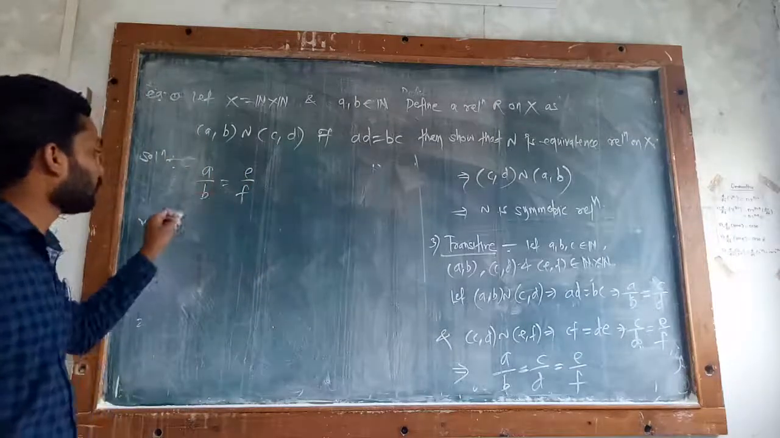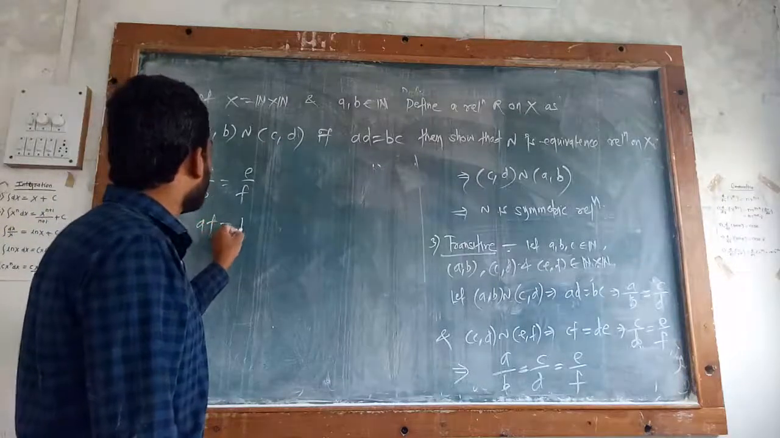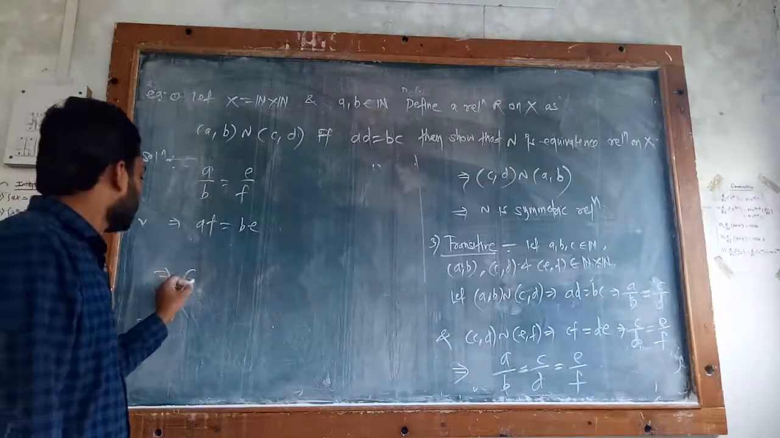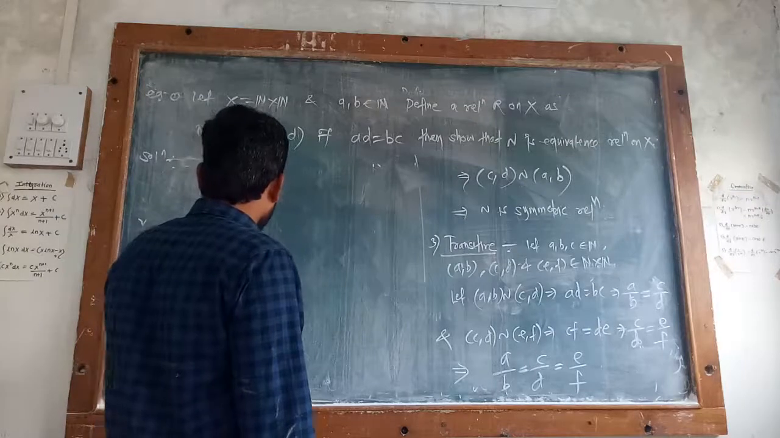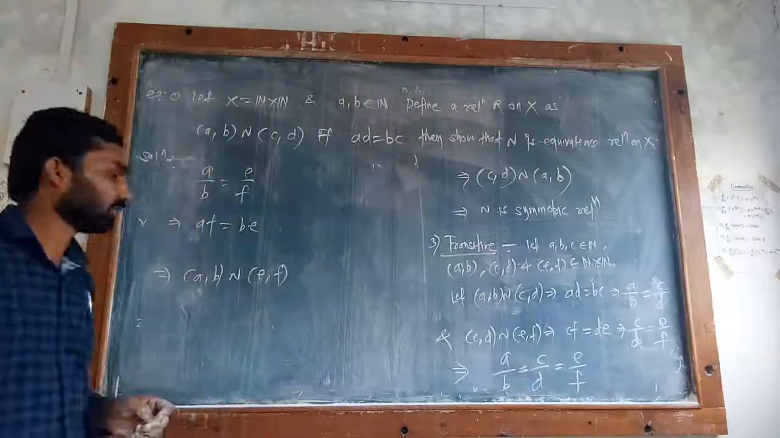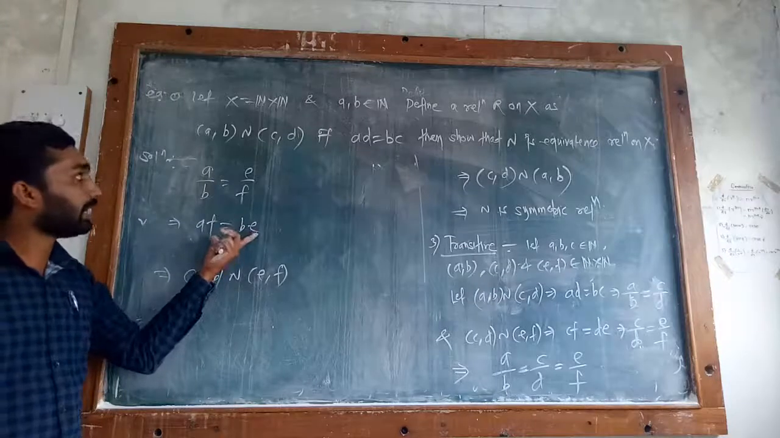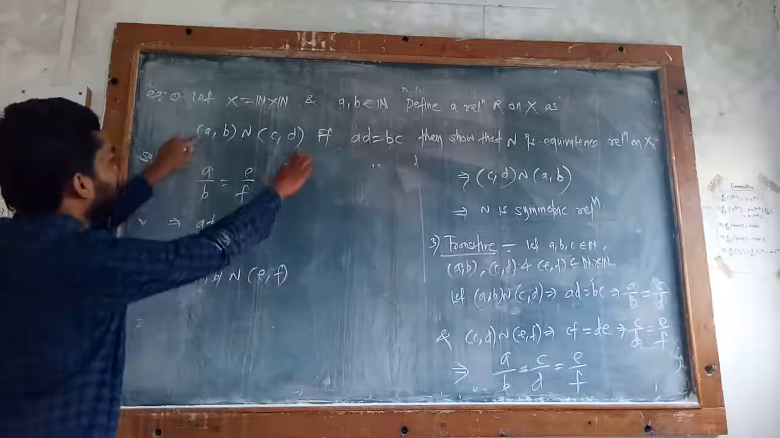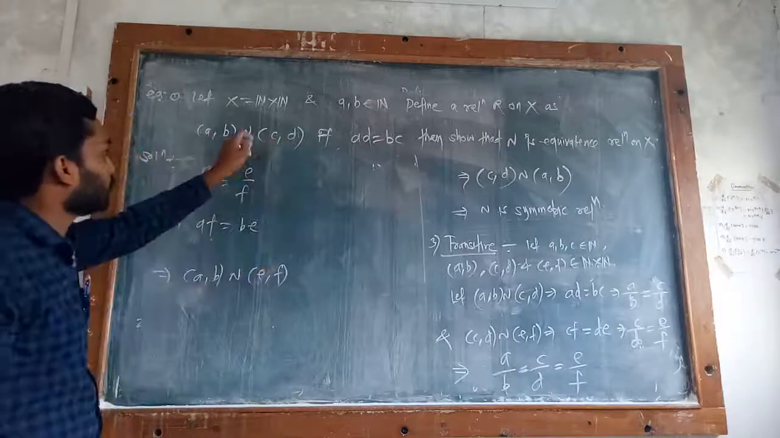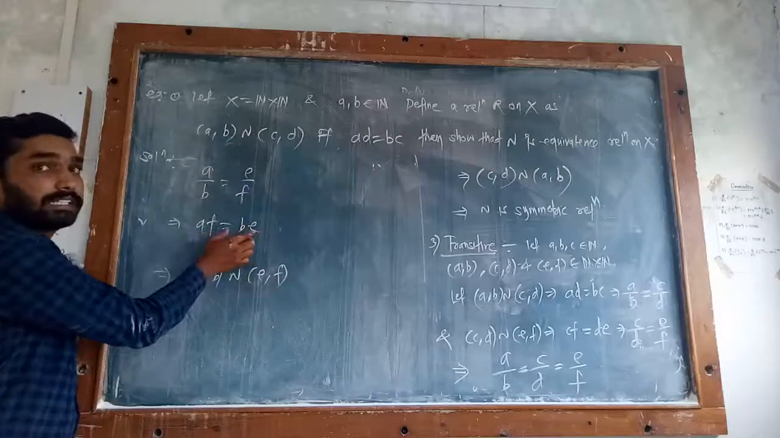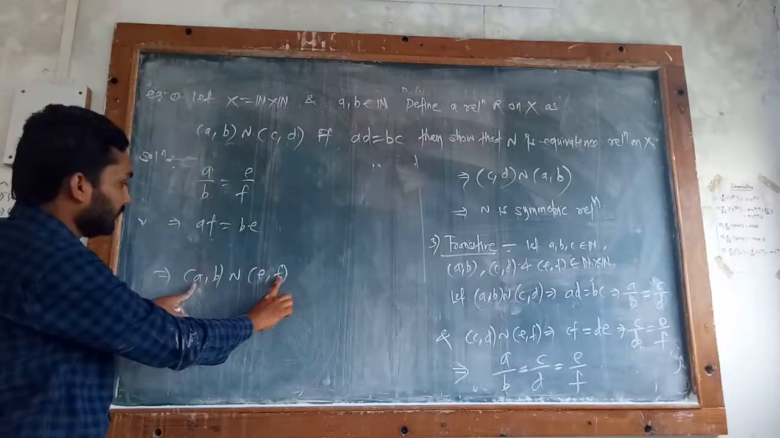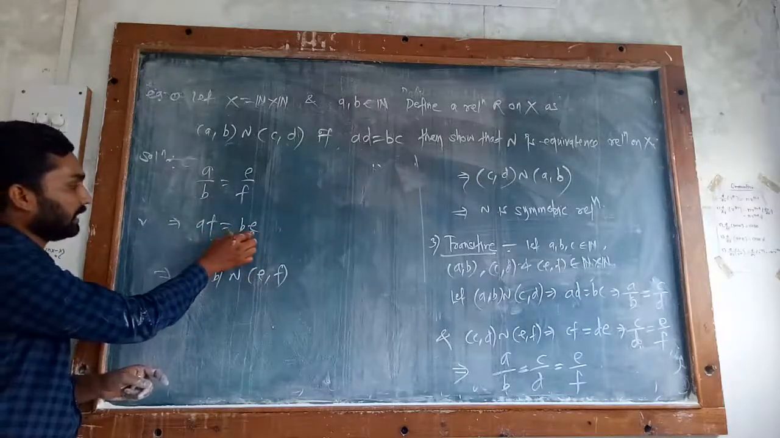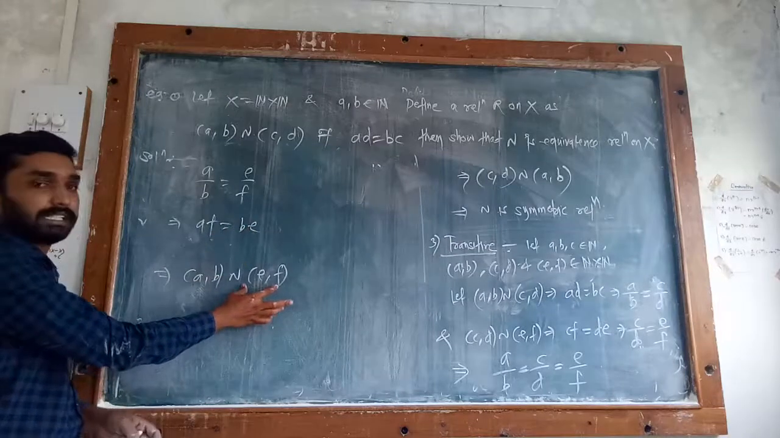Therefore, as the next step we can take cross multiplication. Therefore, AF equal to BE. So we get AF equal to BE. That means (A, B) is equivalent with (E, F). By using this equivalence, (A, B) is equivalent with (C, D) if AD equal to BC, that is, the last two product and the middle two product are equal. That implies AF equal to BE, that means (A, B) is equivalent to (E, F).